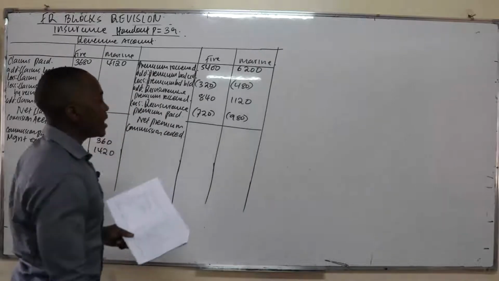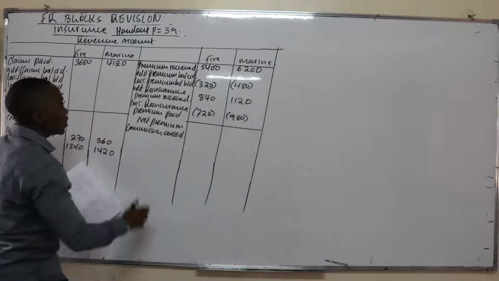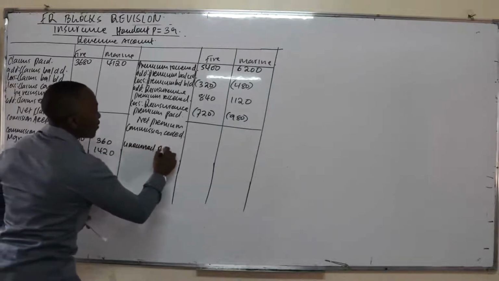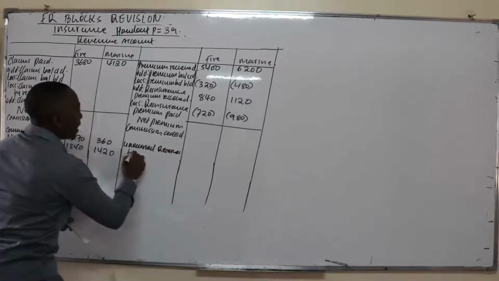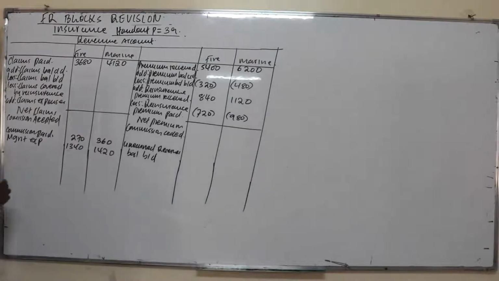And unearned premium reserve. We say that an unearned premium reserve you credit on the revenue account. So you bring the unearned premium reserve balance brought down, you credit, and then you credit the reserve balance carried down. So you credit the balance brought down, you credit the balance carried down.